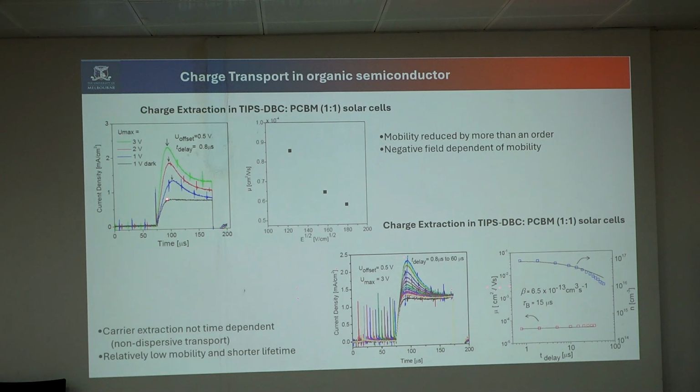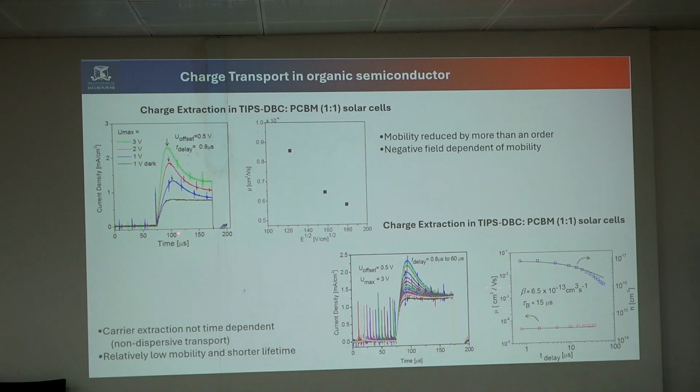If you apply 3 volt, we get a high current. If you apply 2 volt, the current is much less. It's quite expected that according to what voltage you apply, we can extract more current out of it. But this varying current doesn't affect the carrier extraction time. That's why I said the carrier extraction is not time dependent. Everything is extracted at the same time.